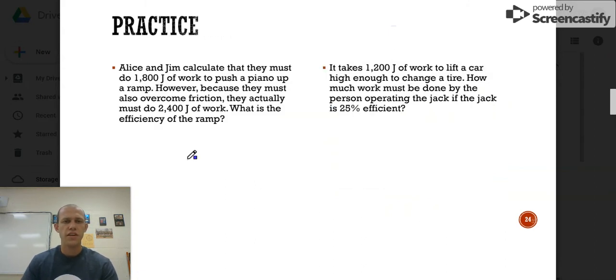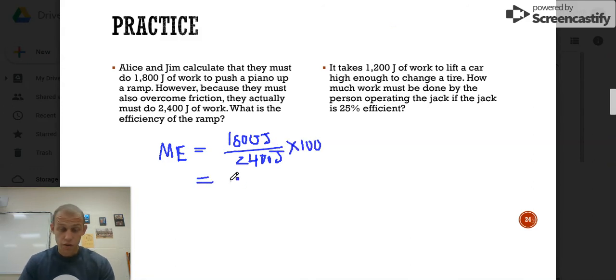Alice and Jim calculate that they must do 1,800 joules of work to push a piano up a ramp. However, because they must also overcome friction, they're actually doing 2,400 joules of work. What is the efficiency of the ramp? So the mechanical efficiency is the work that you get out, which really you're just moving this much, but you have to put in this much to overcome the friction. So when you divide that out and times by 100, you would get 75%. So it's 75% efficient.